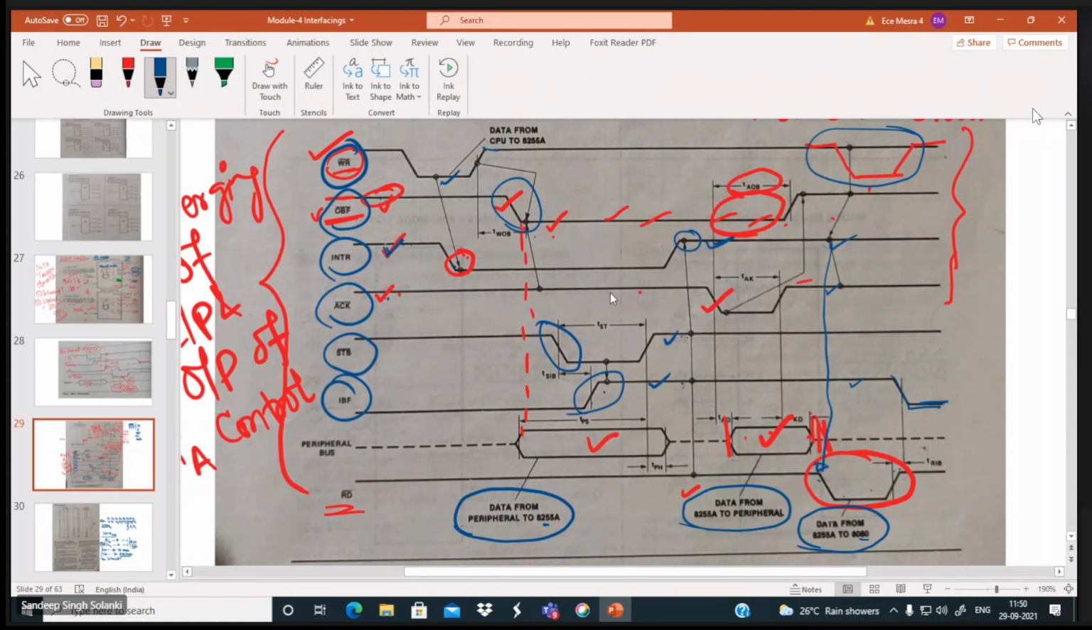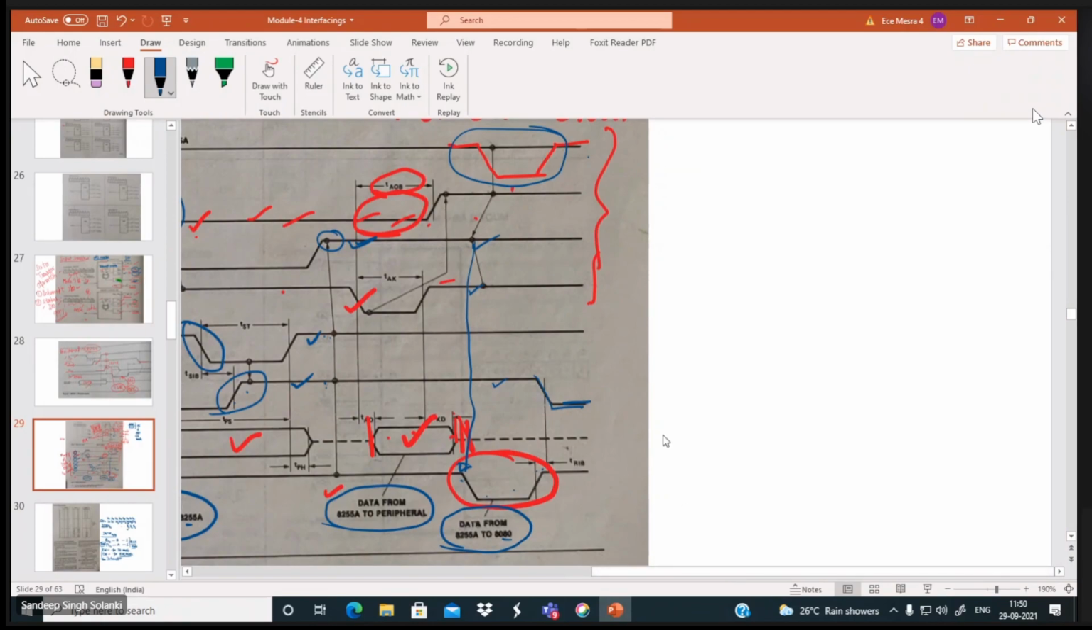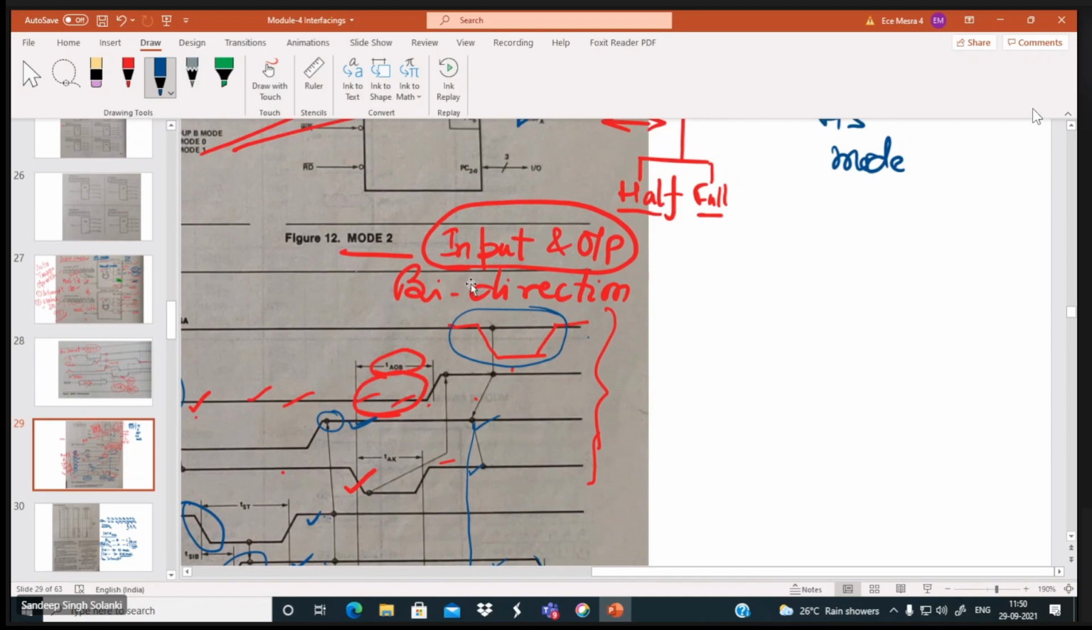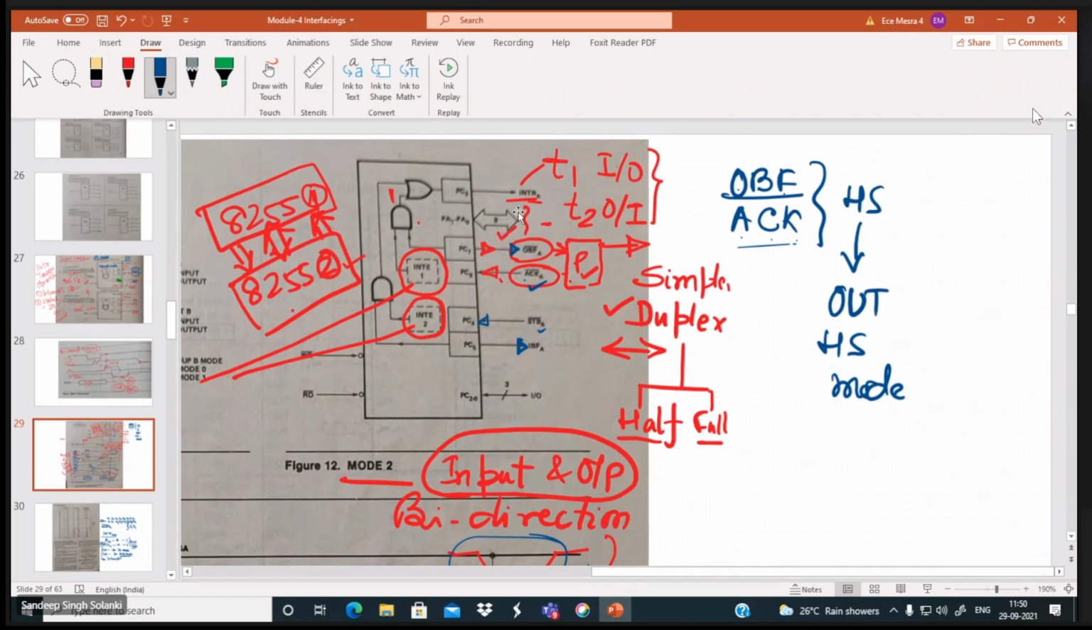Please give your time and try to understand. Then if you find any problem, ask me. What I have written is the merging of input and output of port A control. That is why you are finding all these. Getting it? Here, input and output bidirectional. See the diagram here.